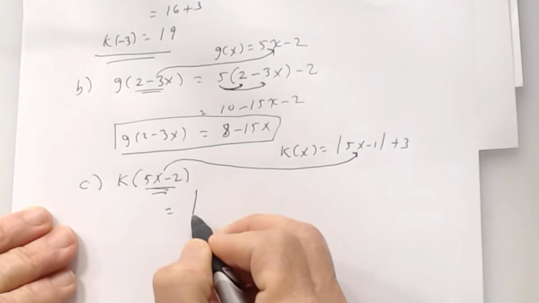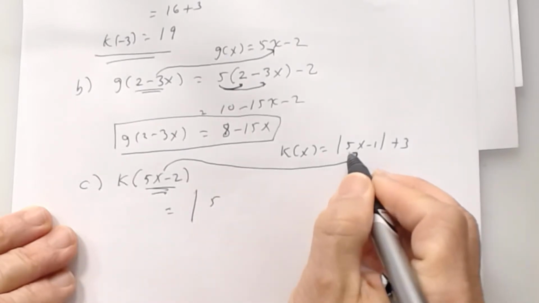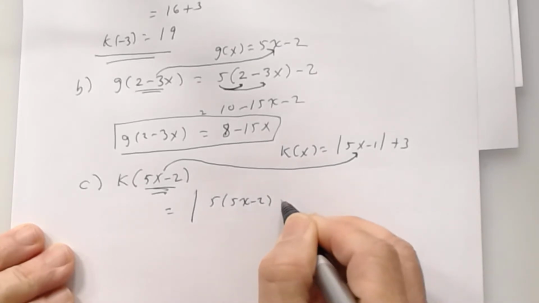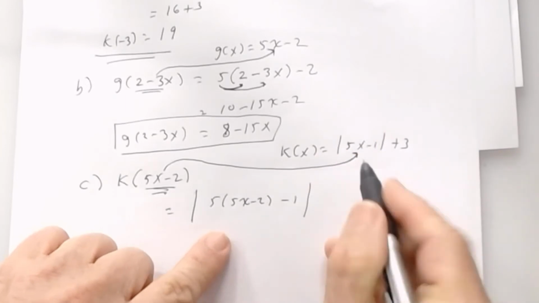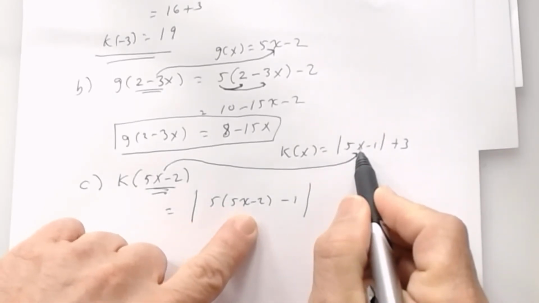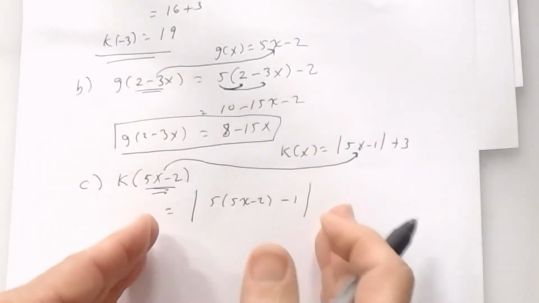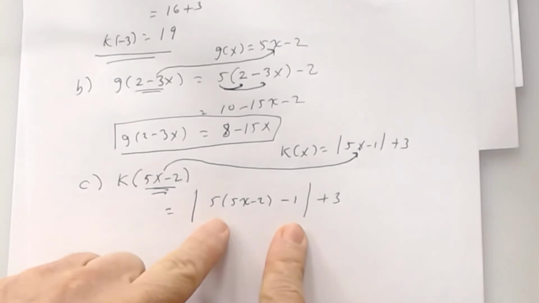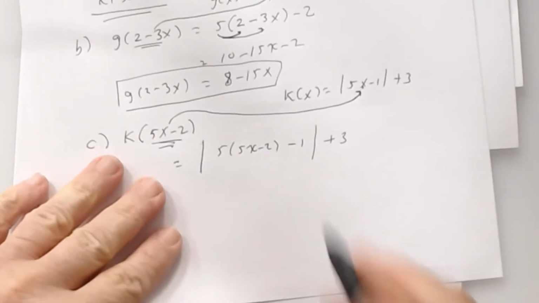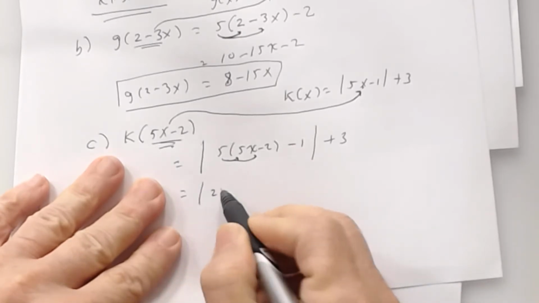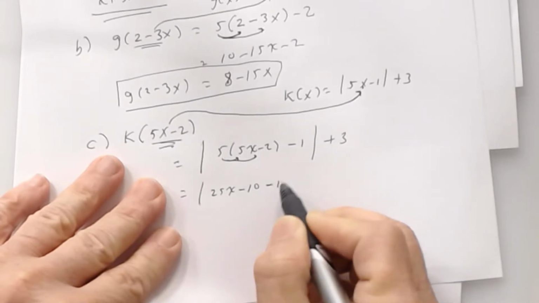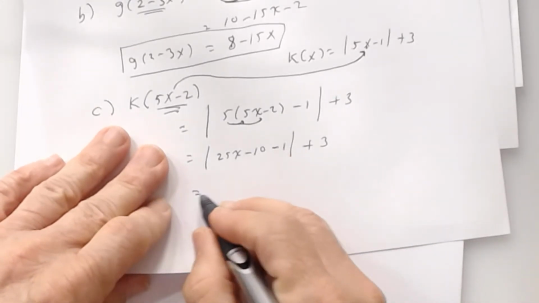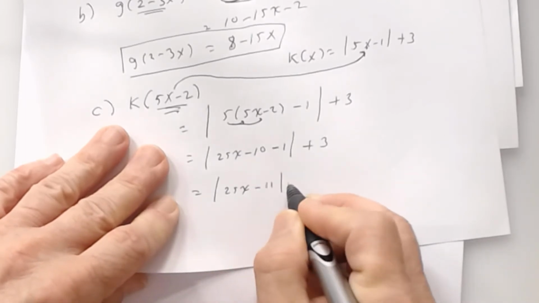So I'm going to get the absolute value of 5, and remember that says 5x, but what do I substitute into x? 5x minus 2, so put that in parentheses, minus the 1. Make sure you understand this: you said 5x, but x becomes 5x minus 2, and then you're subtracting 1, right? Absolute value of that, and then plus 3. All right. Now, look inside the absolute value bars. What do I do with what's inside? Distribute. So I get the absolute value of 25x minus 10 minus 1 plus 3 on the outside. Simplifying, combining like terms on the inside, I get the absolute value of 25x minus 11 plus 3.